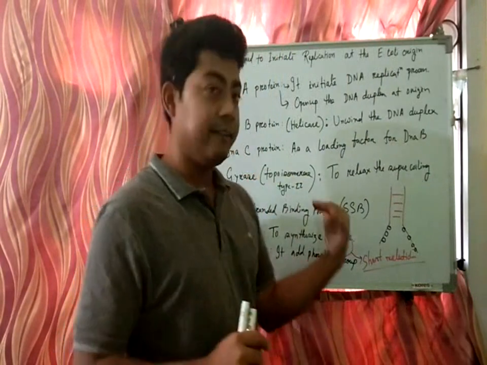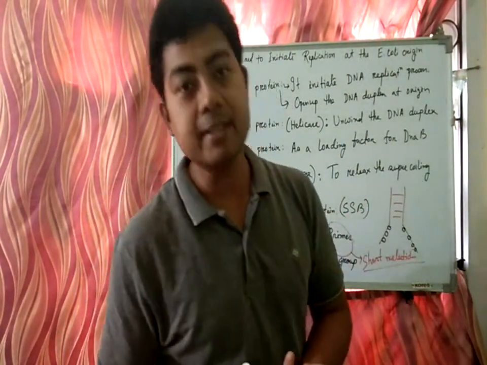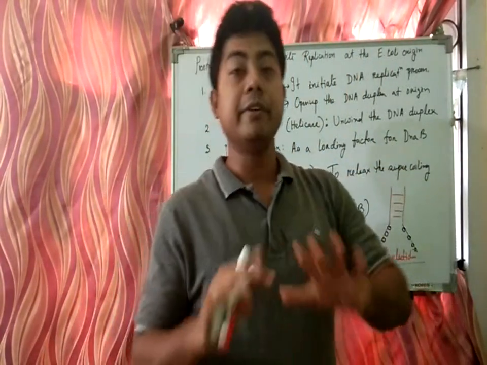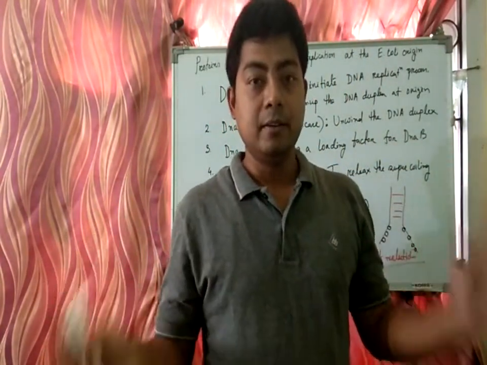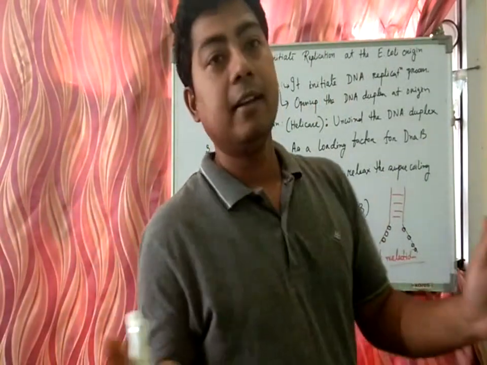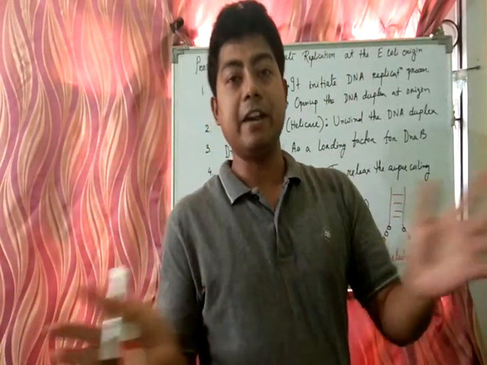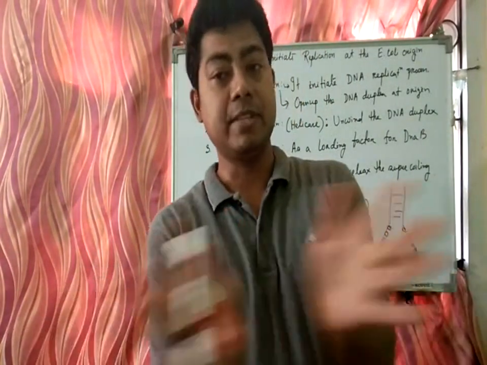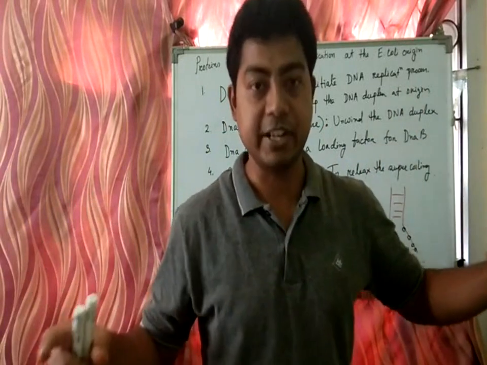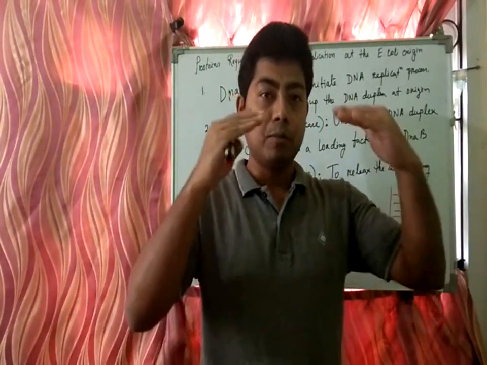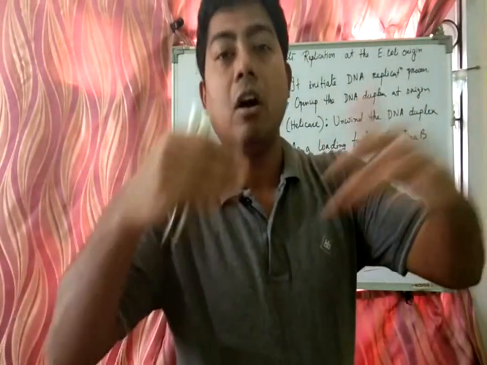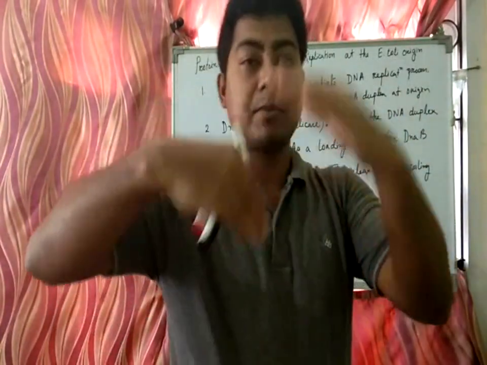Another one is gyrase. What is the function of gyrase? It functions as a topoisomerase, so it will relax supercoiling. Another one is single-stranded binding protein. When the helicase enzyme breaks the hydrogen bonds, the DNA double helix becomes single-stranded. But remember, all of the DNA double helix does not become single-stranded at once. The process of DNA replication is continuous, and this hydrogen bond breaking is also a continuous process.